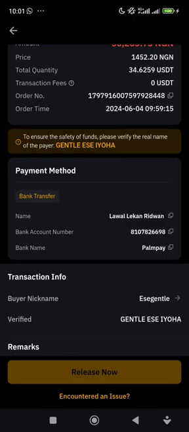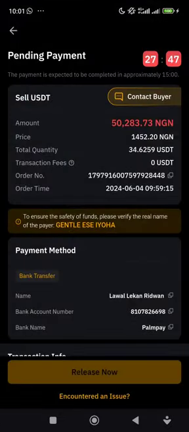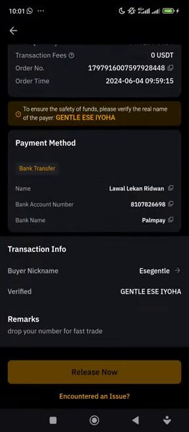Okay, so that is it. That's how you are going to get your money. I'm not open to cancel this transaction because I'm going to need this money. And that's it for now.